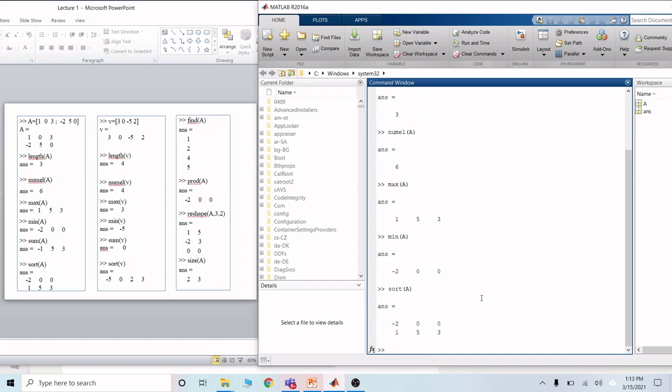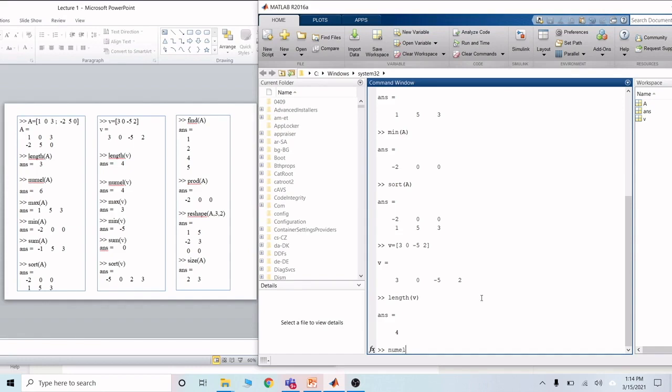Now I will take V, another vector, [3, 0, -5, 2]. This is a row vector. Okay. Length of V. What should be the length of V? There are 4 columns. Okay. First I showed matrix A, and now V is a row vector.